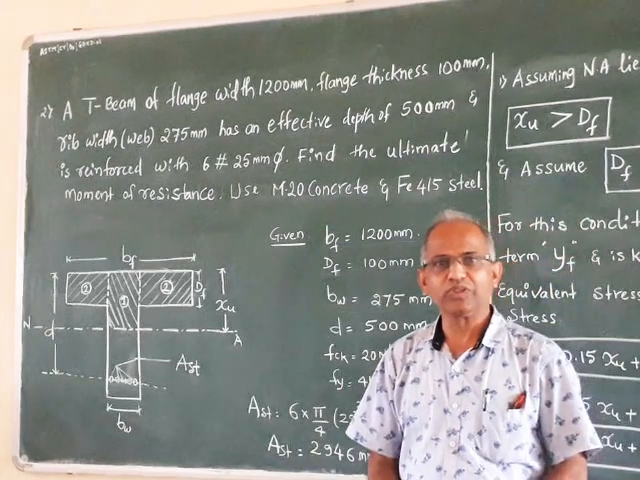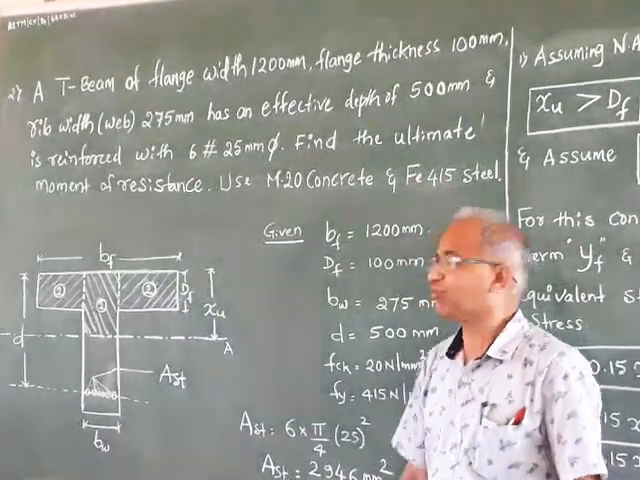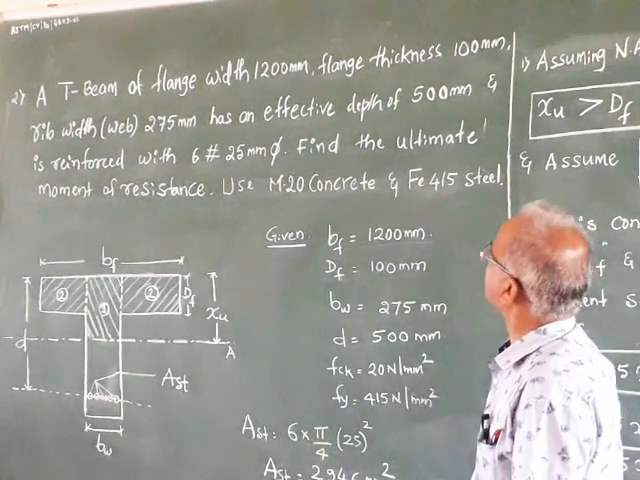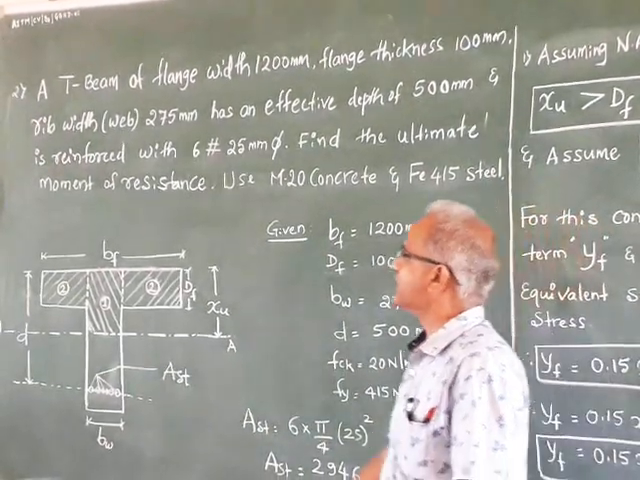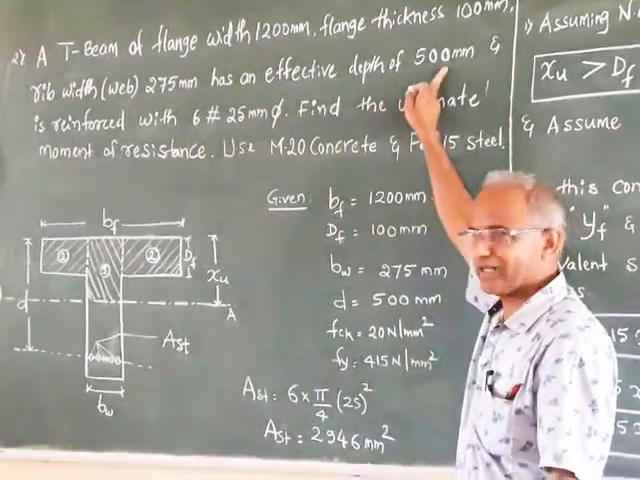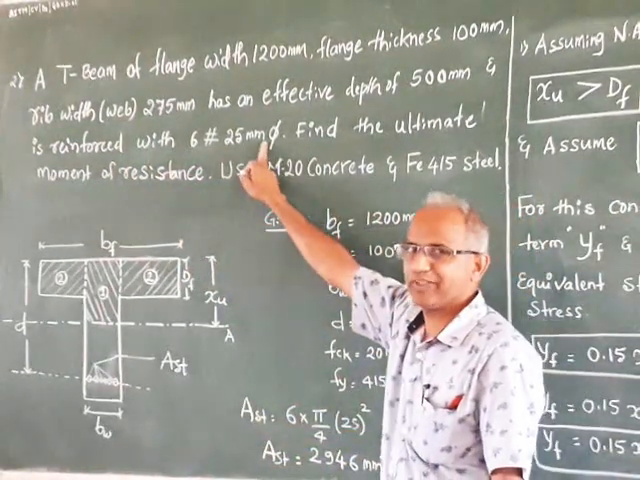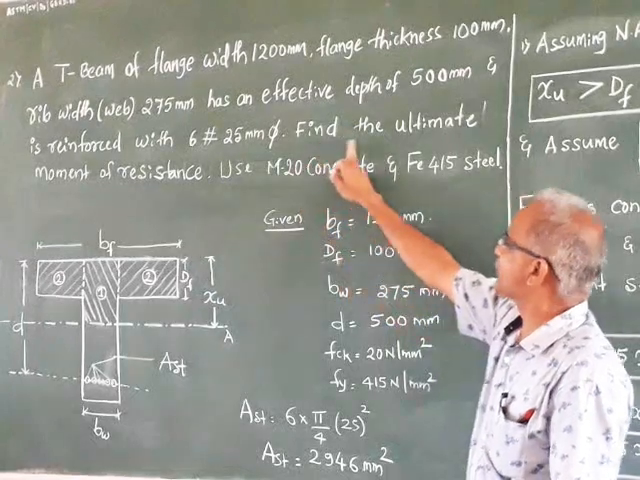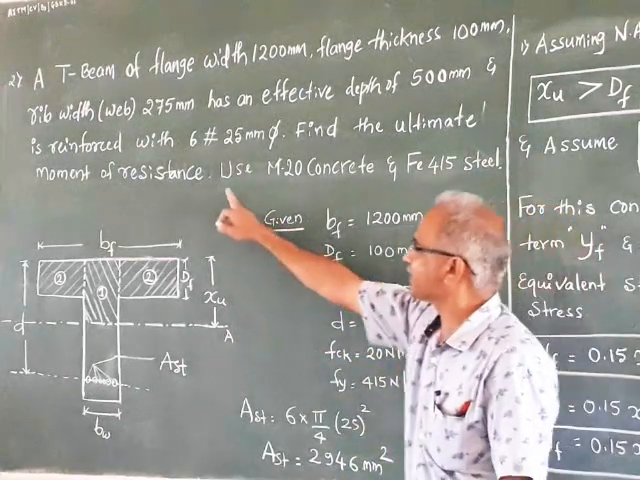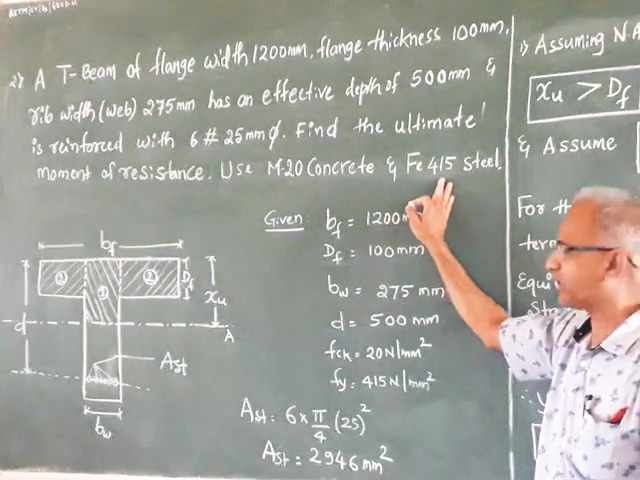So today we are going to solve one more problem. That is analysis of TB. The problem is like this: a TB of flange width 1200 mm, flange thickness 100 mm, rib width or web width 275 mm, has an effective depth of 500 mm. And this beam is reinforced with 6 bars of 25 mm diameter. For this we have to find out the ultimate moment of resistance, that is factored moment Mu, using M20 grade concrete and Fe415 grade steel.